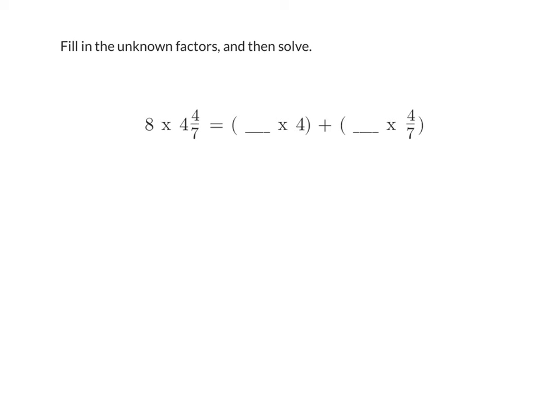Here we have the beginnings of someone trying to do the distributive property. But there are some factors missing. The problem is 8 times 4 and 4/7. So we can see that they're trying to separate it into two parts. And I noticed that there's a 4 part and a 4/7 part. So what does that mean? We have to distribute to each part. We have to multiply each part by 8. Very good. So that's the same as 8 times 4 plus 8 times 4/7.